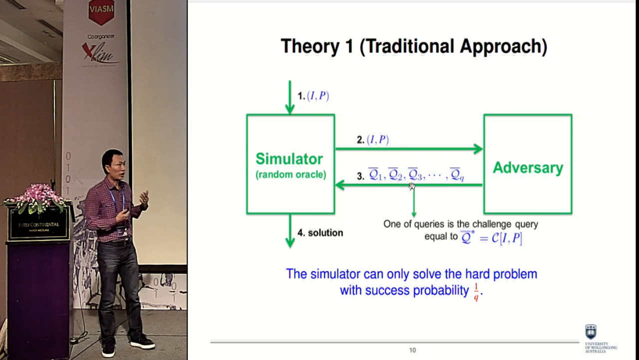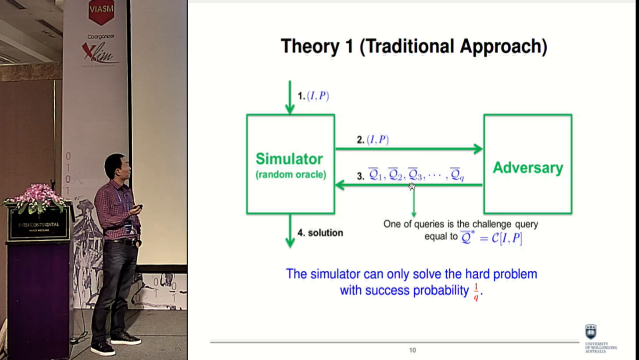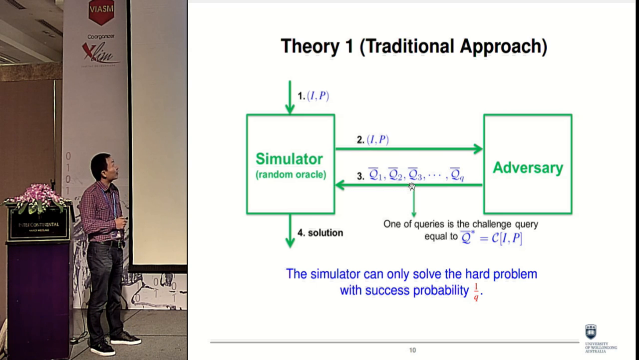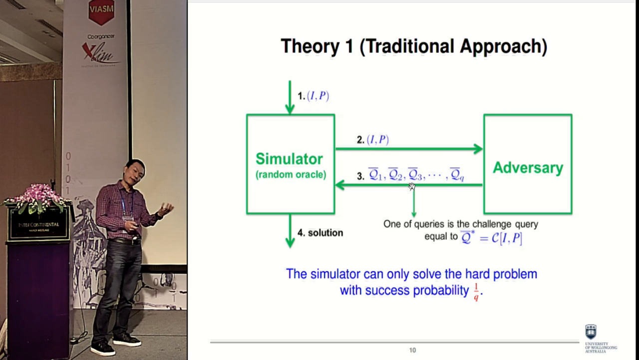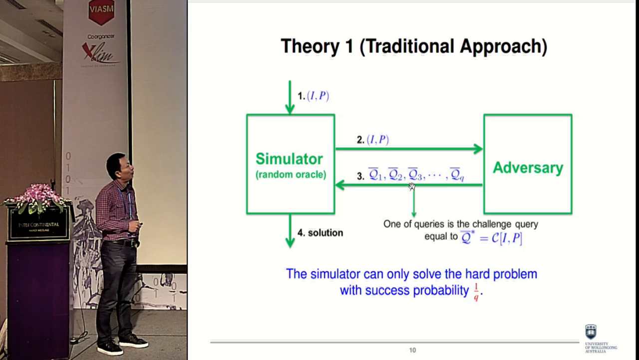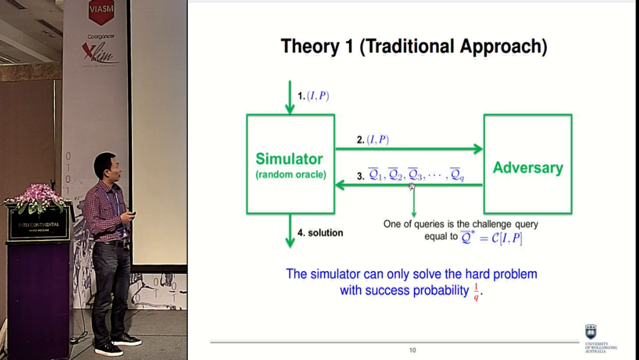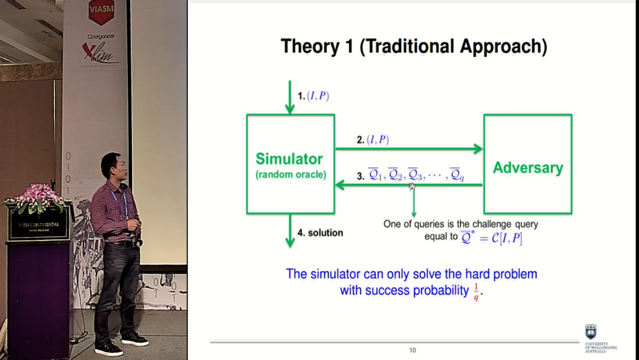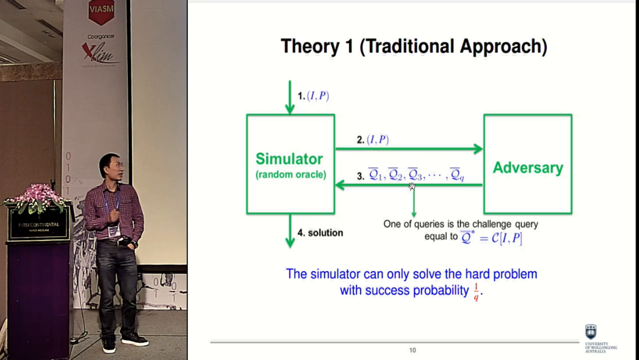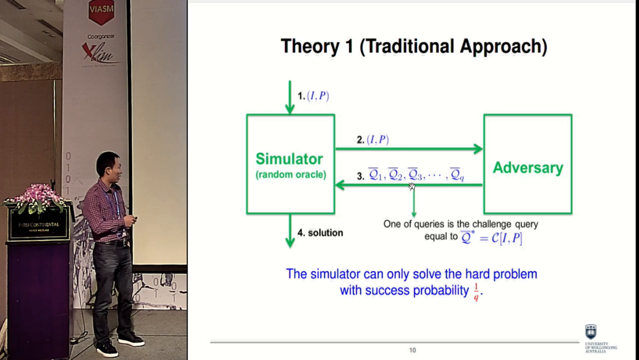The traditional approach associated with finding loss can be described as this. The simulator is given an instance I of the problem P, and it will use this instance I to simulate a scheme for the adversary. Then the adversary will make a set of queries, where one of the queries is the challenge query equal to Q, which is actually the solution to the hard problem under the instance I. In this case, the simulator can only solve the hard problem with probability 1/Q, because the simulator doesn't know which query contains the correct solution to the hard problem.